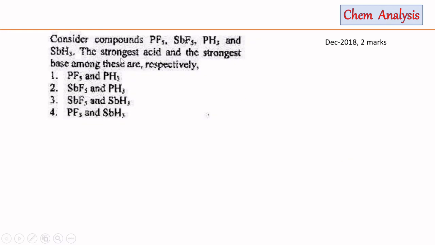Here we have to tell about the strongest acid and strongest base among these 4 compounds. And here I want to mention one thing, that the acidity and basicity order we have to tell is for Lewis acidity and Lewis basicity. And for the given 4 options, we can say that PF5 and SbF5, since the fluorine atoms are attached to the central atom, the central atom will be electron deficient and they will act as a Lewis acid.